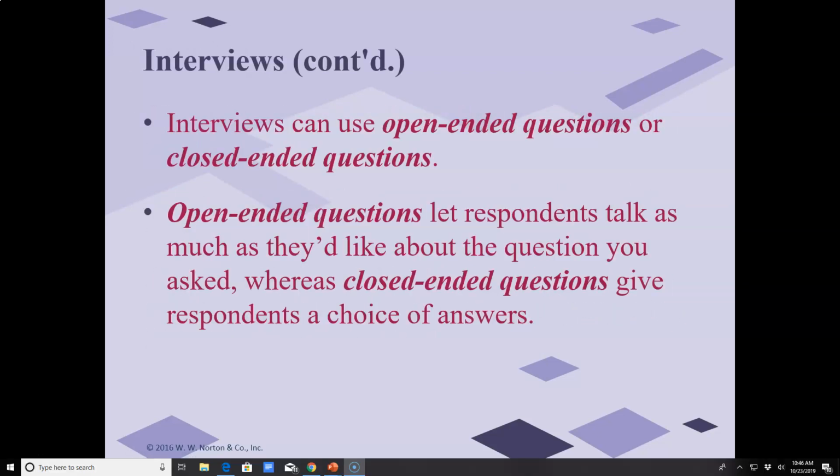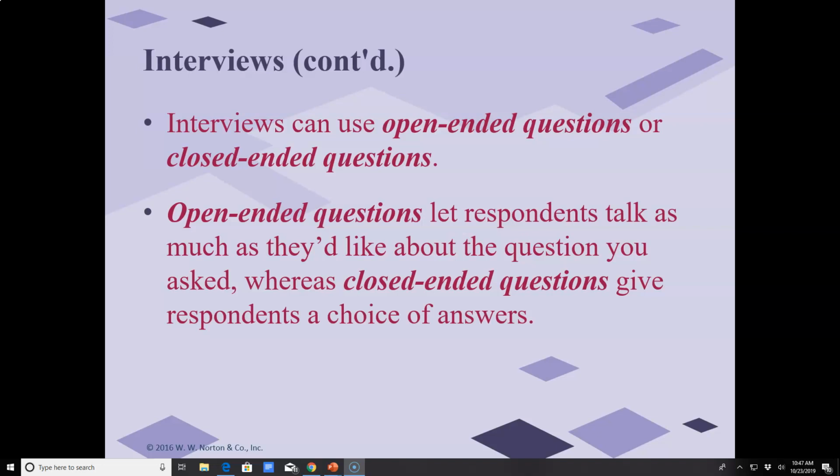Interviews continued. Interviews can use open-ended questions or closed-ended questions. Open-ended questions let respondents talk as much as they'd like about the question you asked, whereas closed-ended questions give respondents a choice of answers. An open-ended question allows the answer to take whatever form the respondent chooses. An example is, "What do you think about couples living together before they are married?" The respondent can give lots of information, examples, and personal experiences, all of which could provide valuable data to the researcher. This method does take a lot of time, though, as responses can be lengthy.